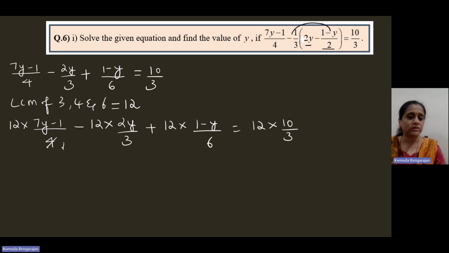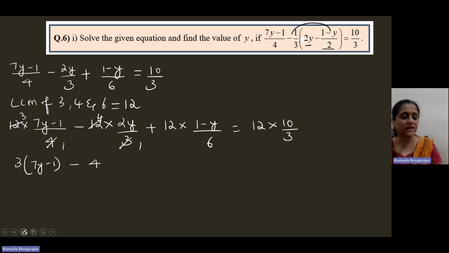All right. Now 4 ones are 4, 3 threes are 3. So what is going to be the next step? It will be 3 into 7y minus 1. Here, 3 fours are 12. So what will this be in the next step? It will be minus 4 into 2y. Or you can directly write the product. What is 4 into 2y? 8y. You can write 8y straight away.